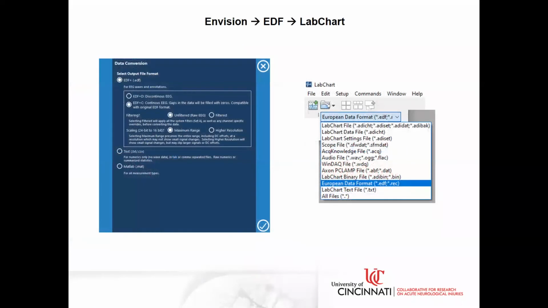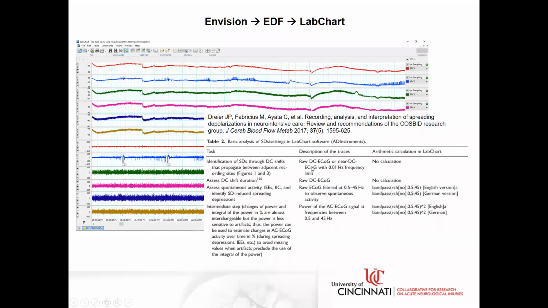Final slide, and this is just to note that from the Envision software, you can also export data in the EDF format, and then import those EDF files into LabChart. So why is LabChart important? LabChart is the software that was used by the COSBID folks for 15 years to really develop this science in the very first place, before the Moberg monitor had the capacity to do these measurements.